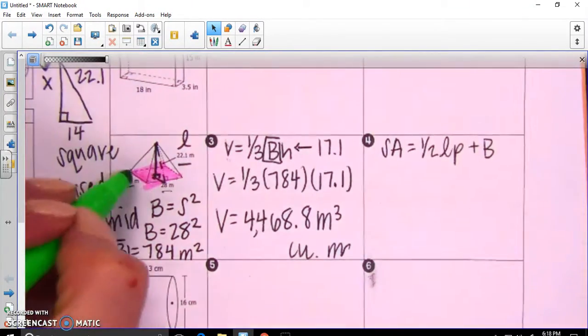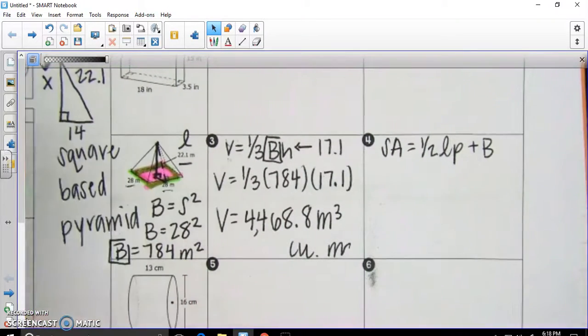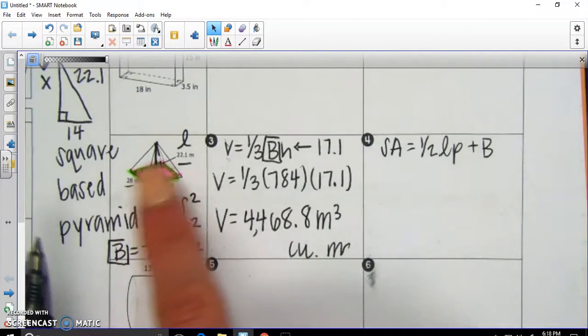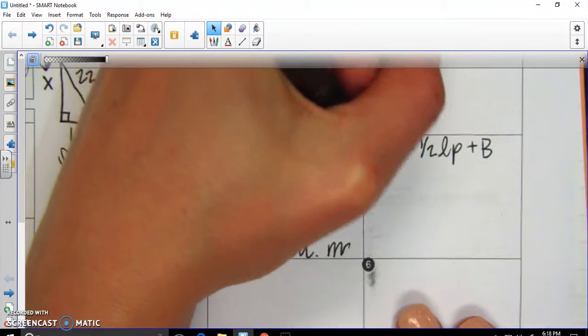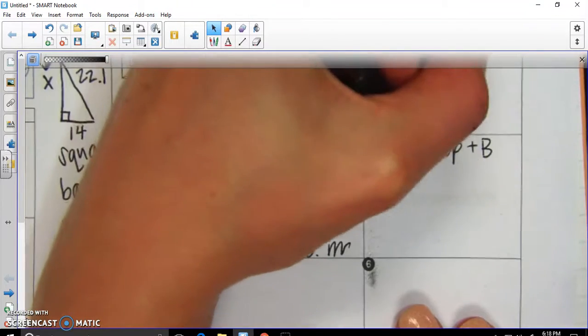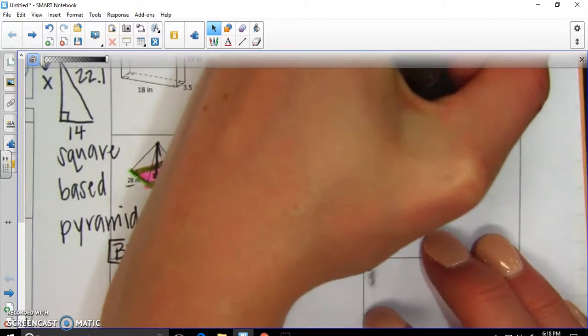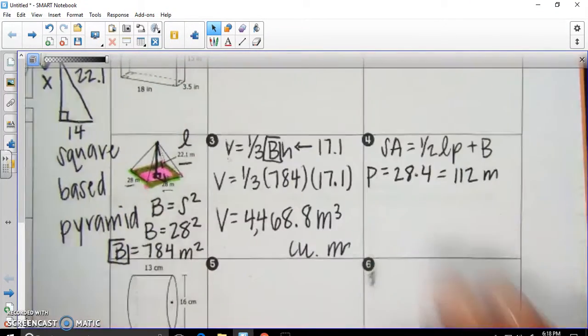So our base is a square. I like to highlight around the base to see, okay, it's got 4 sides. They're all 28 meters. So the perimeter is just going to be 28 times 4. Okay, so let's find the perimeter. Perimeter is 28 times 4. So perimeter is going to be 112 meters.